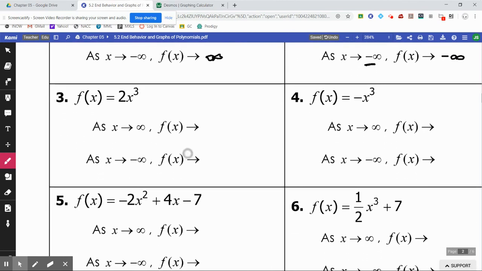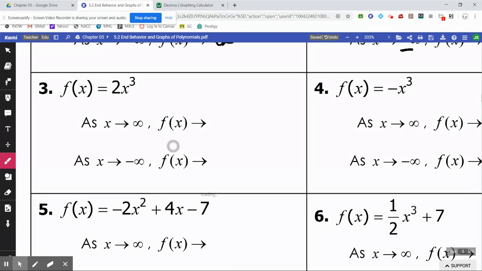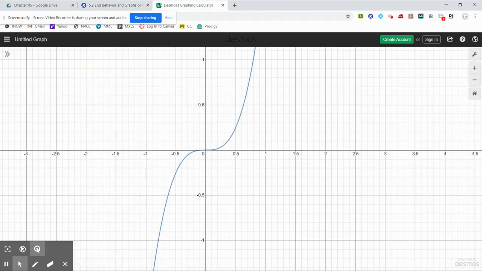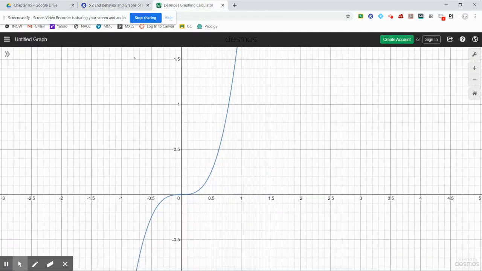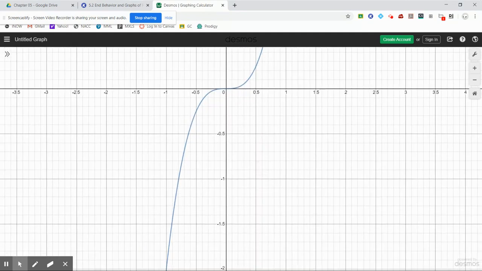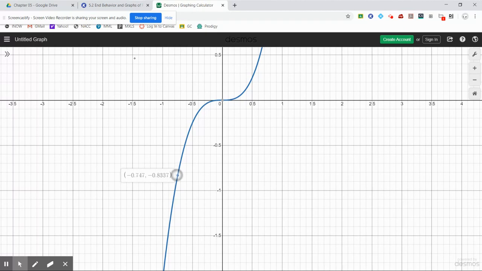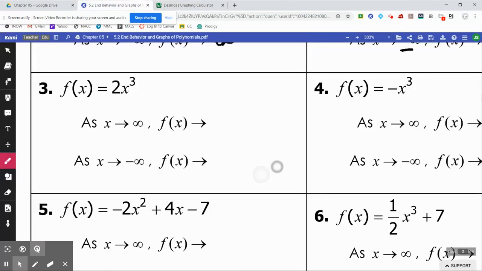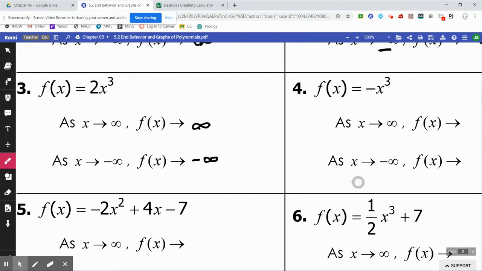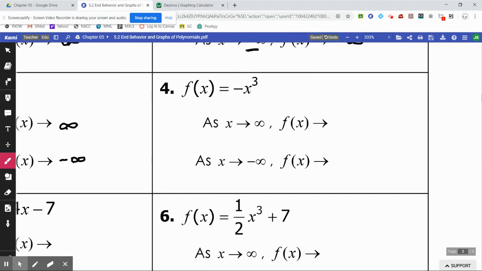Number 3. f of x equals 2x to the third. Here's that graph. Notice as you go to the right, your graph is going uphill. As you go to the left, your graph is going downhill. So therefore, as you go to the right, your graph goes up to positive infinity. As you go to the left, your graph goes down to negative infinity. And it's as simple as that. It's just, is your graph going up or is it going down?